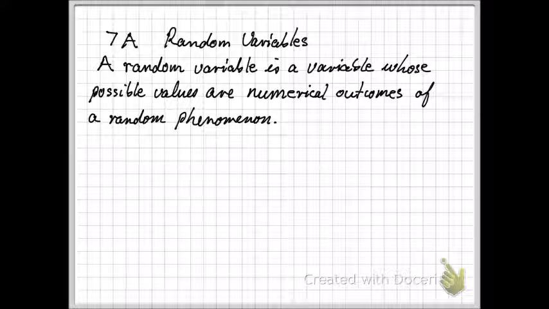Now note that numerical outcomes. And what's a random phenomenon? Something like tossing a coin, a spinner, playing a game like roulette, any of those sorts of things are random phenomena.